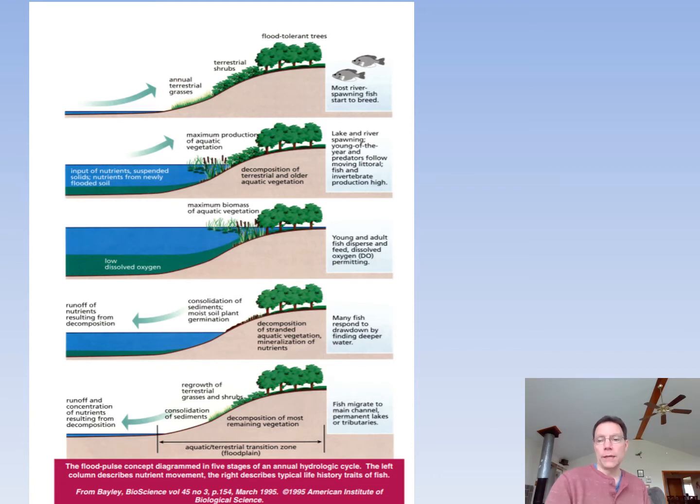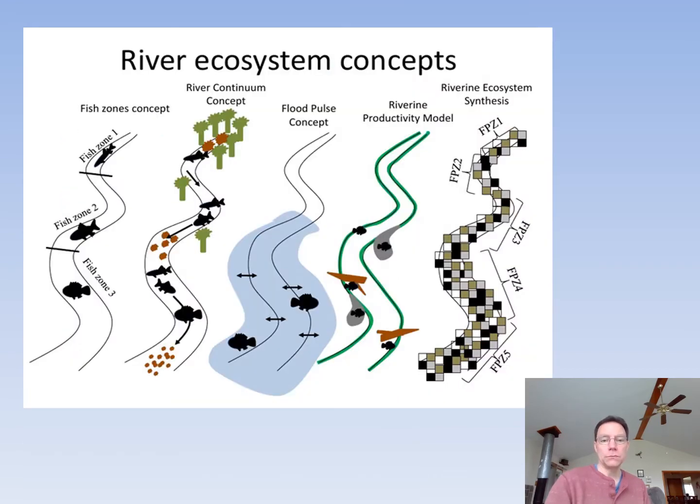So flood pulse concept is really, that's why they color it in this middle one here, really looking at the lateral exchange of nutrients and energy. So it's not that one of these is right and the other one's wrong. They're all kind of right, but this one, river continuum, is more longitudinal, and this second one, or the middle one, flood pulse, is more lateral.